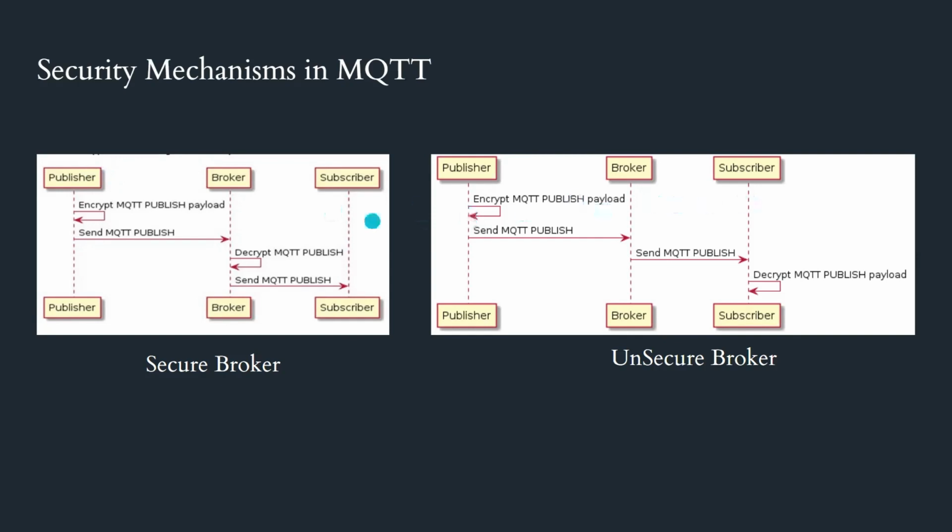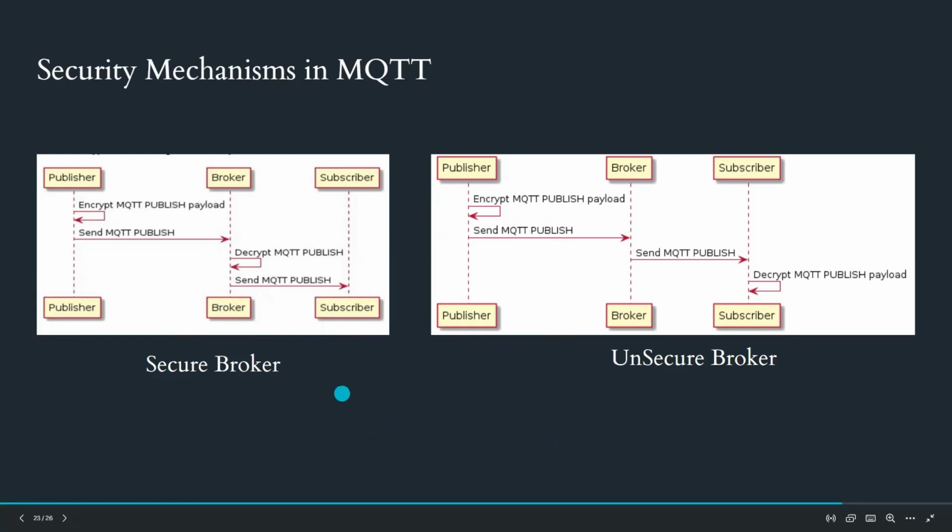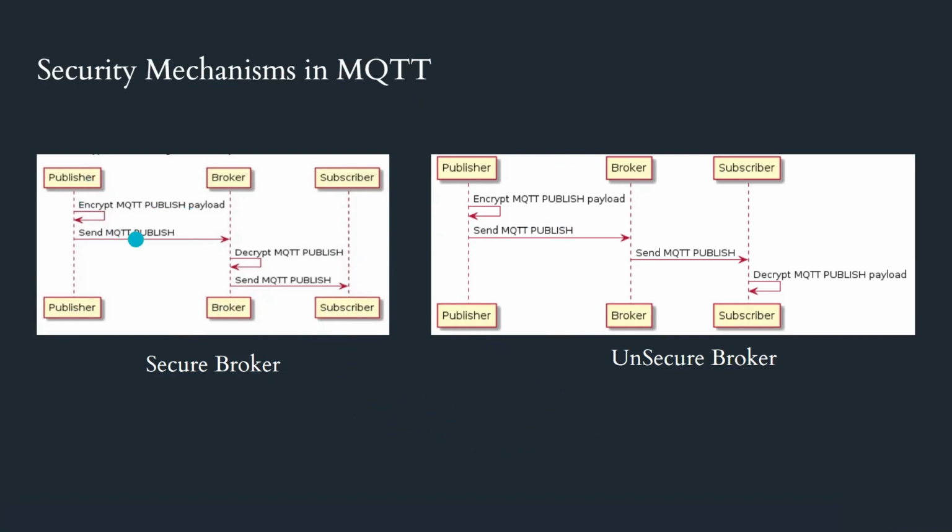So in such cases, we can have different security mechanisms. In MQTT, we have such security mechanisms, and there could be more than these as well. Here I am presenting two basic security mechanisms. There could be some more. The first one is about the secure broker.